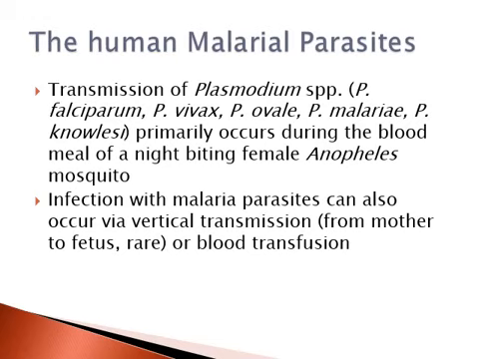The transmission of Plasmodium species is primarily by the female Anopheles, which is the only and main transmitter of malaria. Infection with malarial parasites can also occur via vertical transmission, which is rare, from mother to fetus, and usually occurs during labor with rupture of the placenta and mixture of the fetal and maternal blood together. Also, it can occur by blood transfusion.